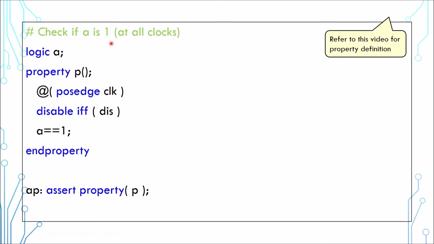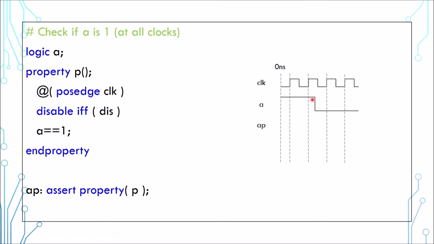This assertion is checking if a variable is a constant one. If this is the behavior of the variable, the assertion would pass here, and it would fail here and here. Now if the variable is synchronous to the clock, at this point the assertion checks the value prior to the clock, and therefore it passes.